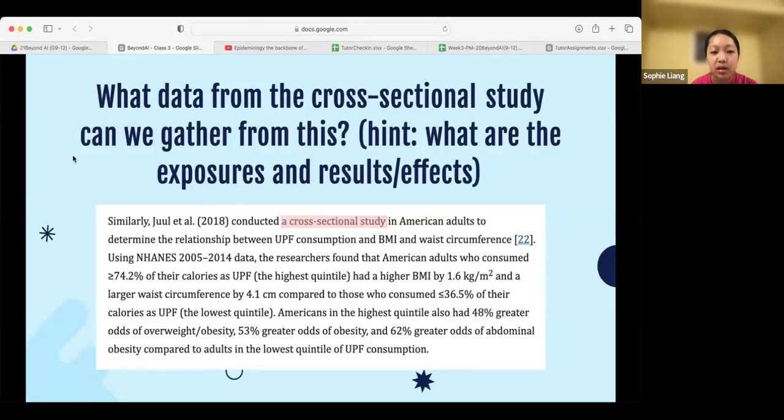Next, let's look at this passage. It's also from a study. It's from a cross-sectional study. So this is the one where you take the data from one point in time. It's like you're cutting a slice out of time and then you're just taking all the data from that one time point. So what type of data from this cross-sectional study can we gather from this passage? Think about what the exposures are and what the results are. You guys can underline on my screen, type it in the chat, or say it out loud.